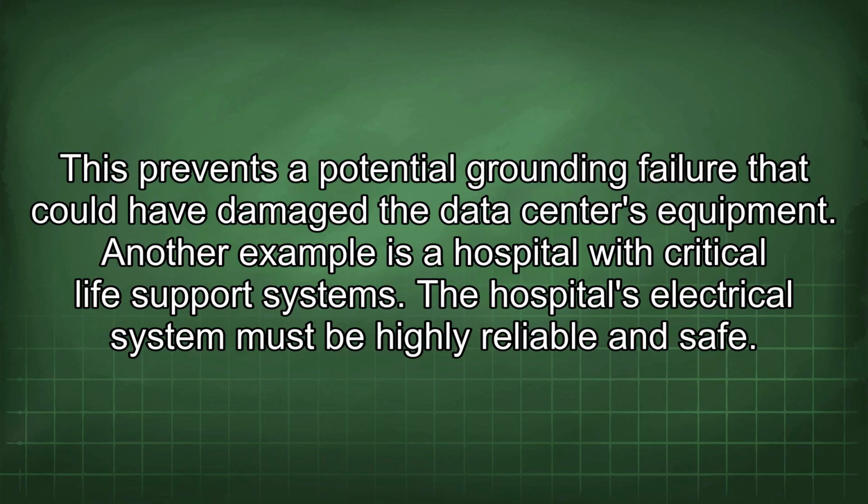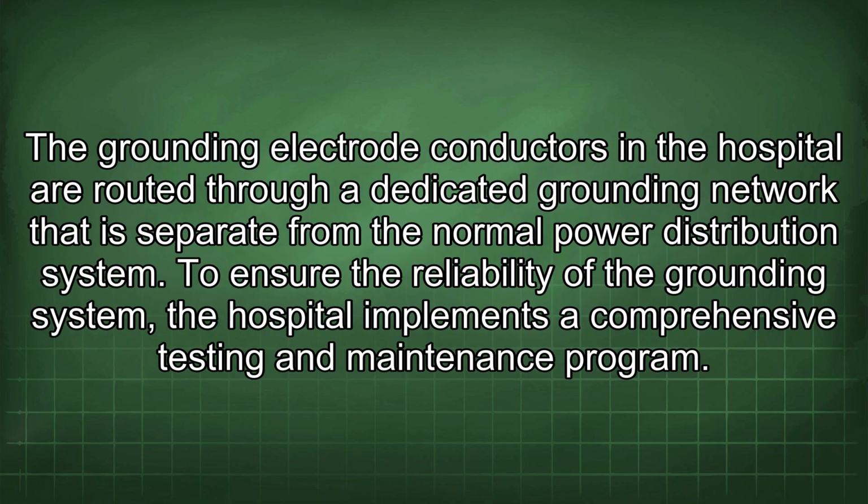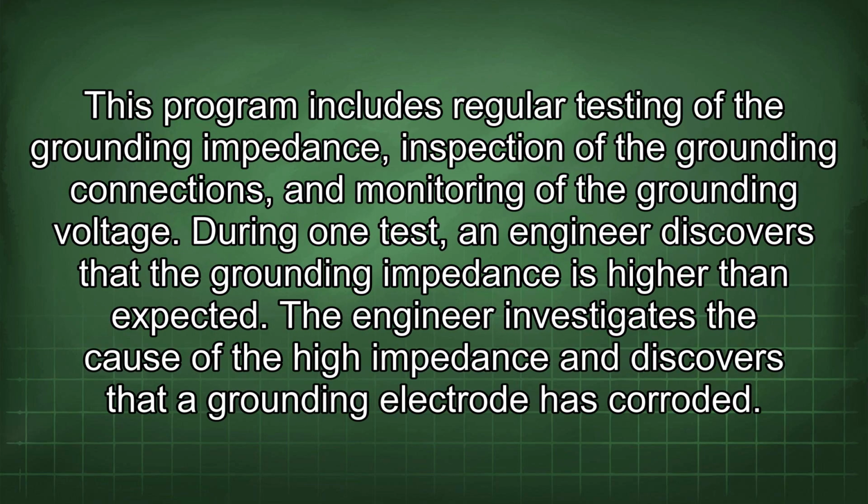Another example is a hospital with critical life support systems. A hospital's electrical system must be highly reliable and safe. The grounding electrode conductors in the hospital are routed through a dedicated grounding network that is separate from the normal power distribution system. To ensure the reliability of the grounding system, the hospital implements a comprehensive testing and maintenance program. This program includes regular testing of the grounding impedance, inspection of the grounding connections, and monitoring of the grounding voltage.